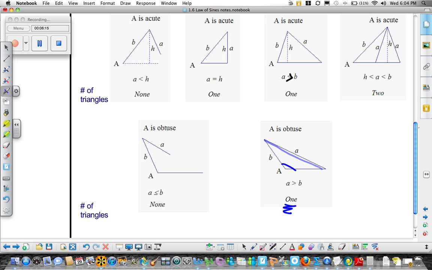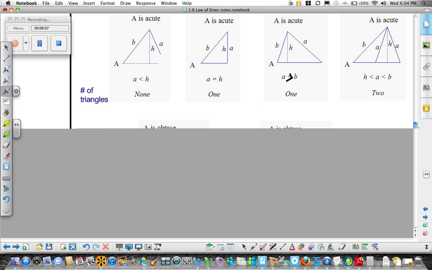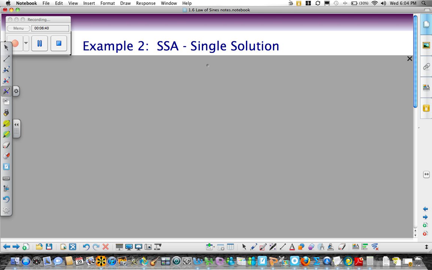Okay, so the first example that we're going to do, or example 2, after the area problem, is we're going to inspect what happens when there's only one solution possible. This is the easy case. After that, we'll look at what happens when we have some more difficult or complex cases. But let's start with the simplest case first, okay? So here we go. Example 2, the single solution case for side-side-angle. I'm going to try to move this back over here.